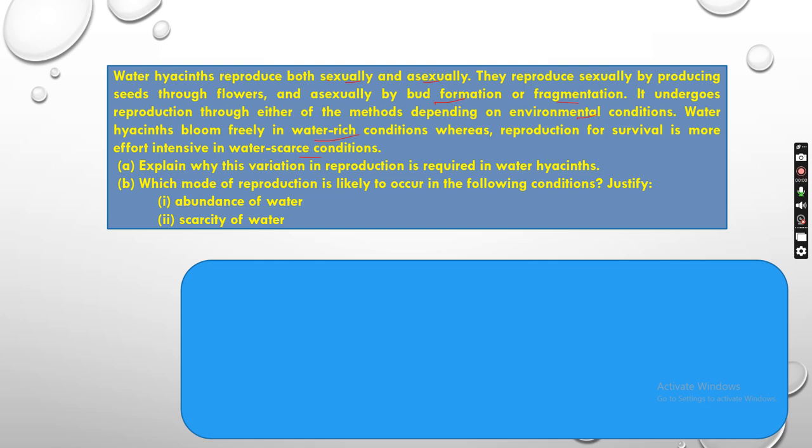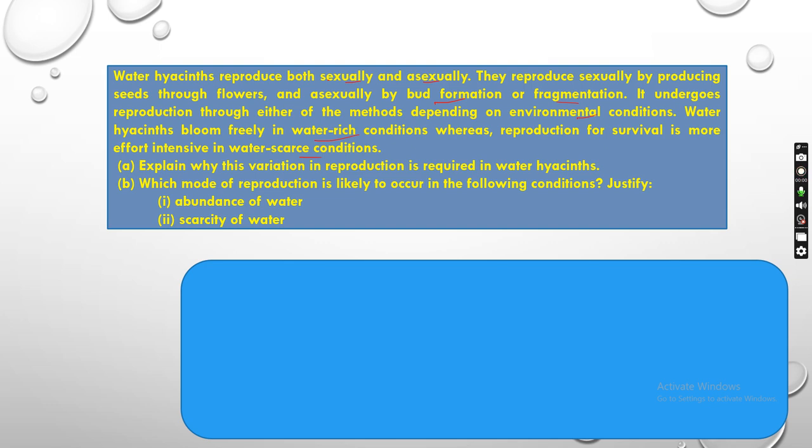Then they have asked, which mode of reproduction is likely to occur in the following conditions? Justify. Abundance of water, whether it will be sexual or asexual. Scarcity of water, whether it will be sexual or asexual reproduction. They have asked that question.